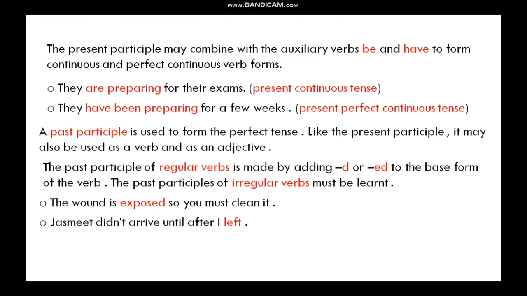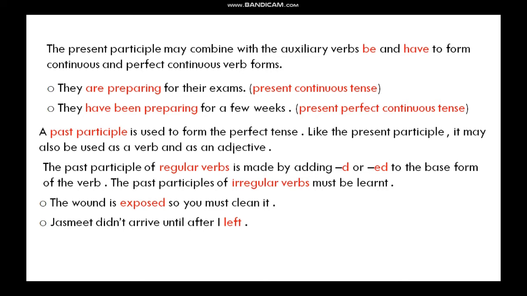Present participle may combine with the auxiliary verbs be and have to form the continuous and perfect continuous verb forms. And in the previous slide, I told you that all non-finite verbs will come after the main verb. So here, present participle will combine with the auxiliary verb be and have to form continuous and perfect continuous verb forms. And in be, it includes is, am, are in present tense and was, were in past tense.